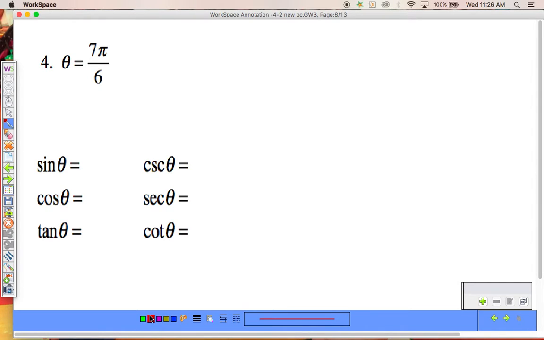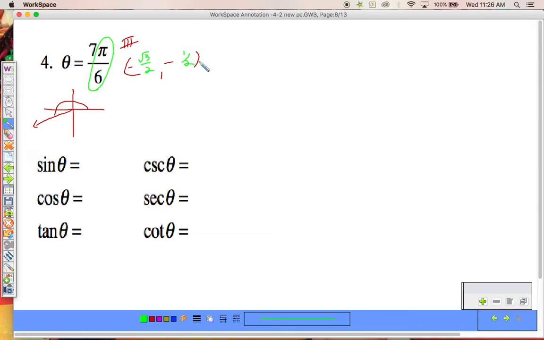All right, next one's 7 pi over 6. In our thoughts, what we need to realize is what quadrant it is. 7 pi over 6 is a little bit over 1 pi, so it's going to be over here in my third quadrant. In my third quadrant, everything's negative. And my reference angle, pi over 6, is always square root of 3 over 2, 1/2. All right, that's our thought process.